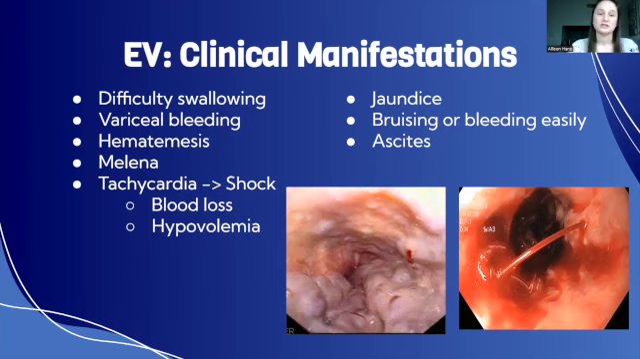And then these patients might also have jaundice due to its link with liver pathologies, and often bruise or bleed easily and can show signs of ascites, which is just fluid buildup in the abdomen. And then here in this picture on the left, we have very, very minor bleeding in some of the varices. And then here on the right is kind of an extreme example of just obviously blood gushing out of it.